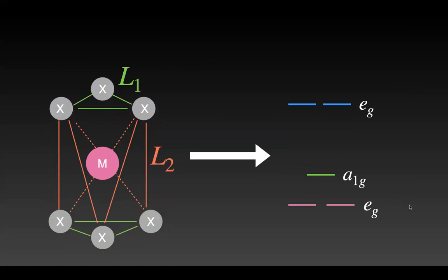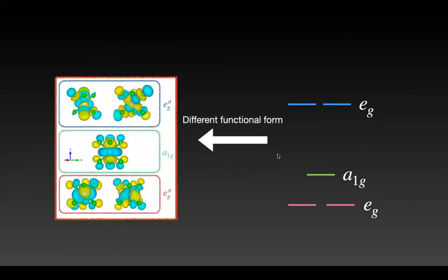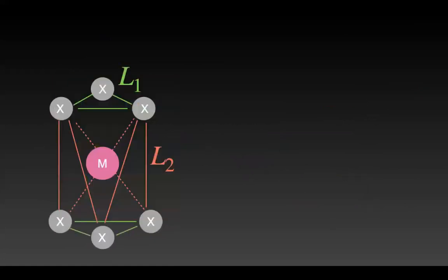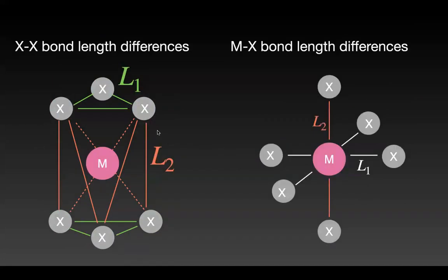And the trigonal symmetry is maintained by the fact that you still have a threefold rotation as a valid symmetry operation. The orbitals that we are left with also have different functional forms. So while the EGs actually look the same as before, the T2Gs are different. So we have this A1G and EG pair. Going back to this, again, this is characterized by ligand-ligand bond length differences.